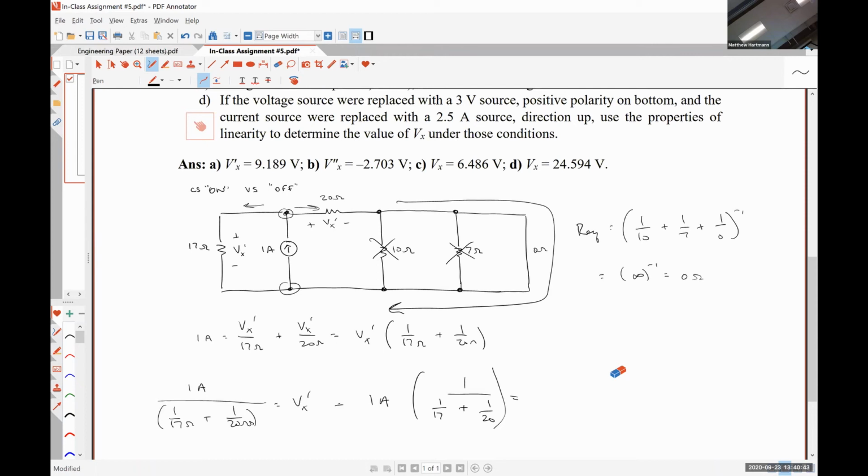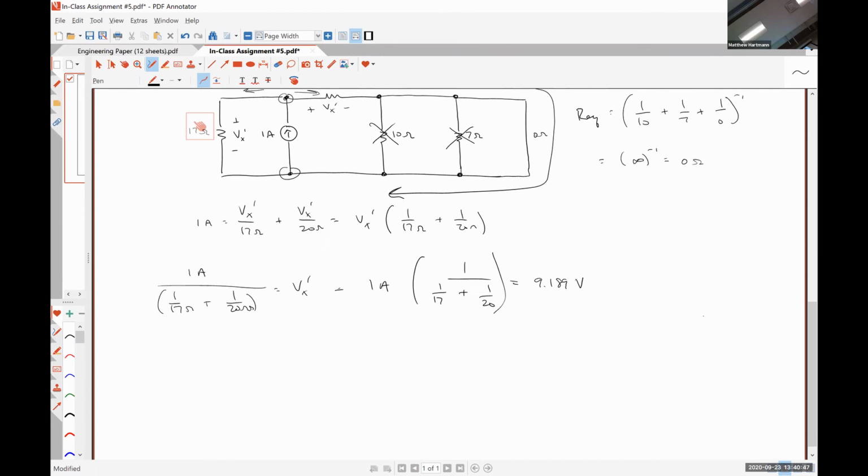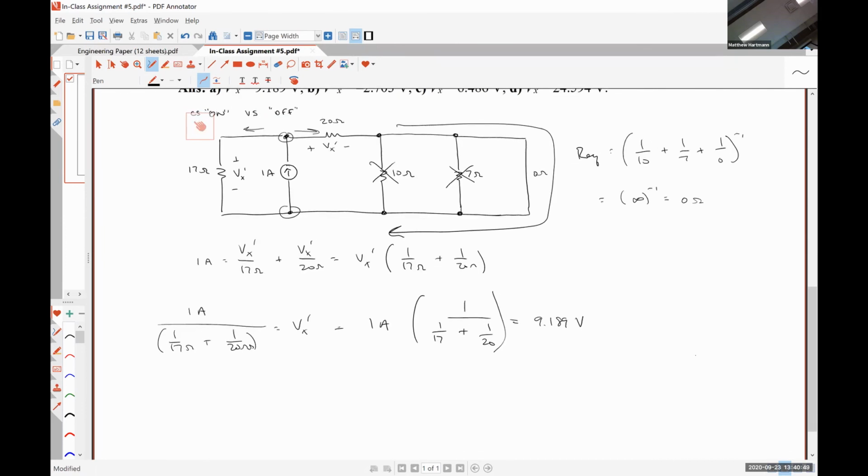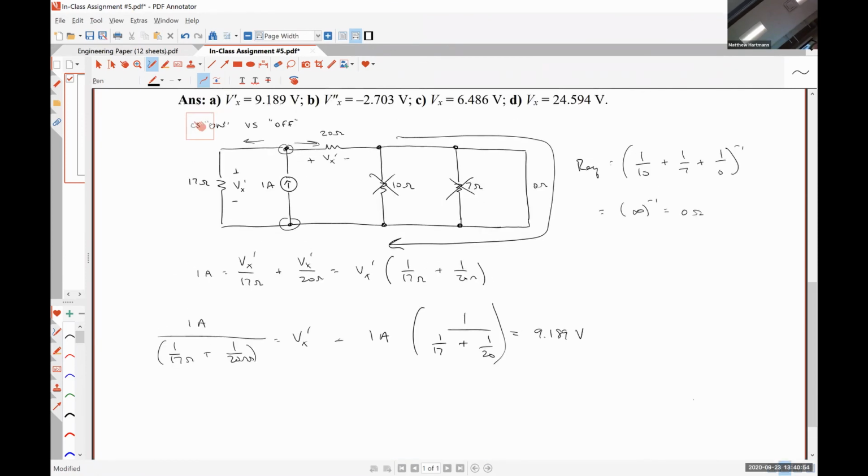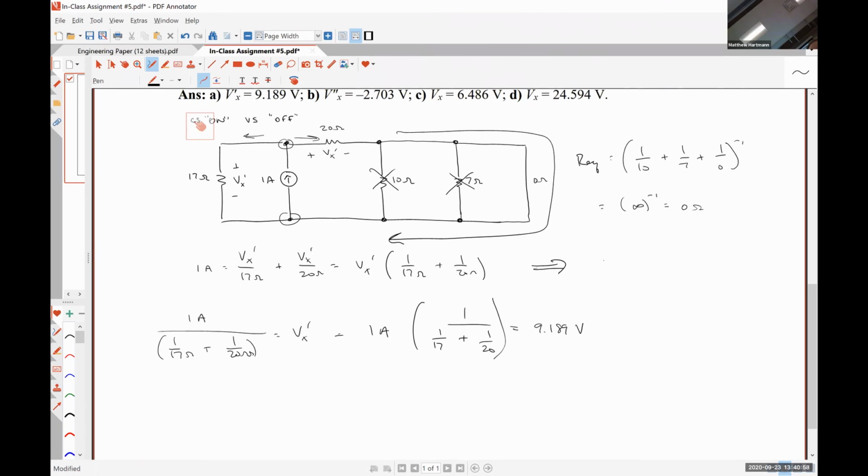All righty, 9.189 volts. All righty, so now we're going to rework the problem with the current source off and the voltage source on. And I'm kind of running out of room, so I'm actually just going to put it here. 9.189 volts is equal to Vx prime, and then erase some of this stuff.